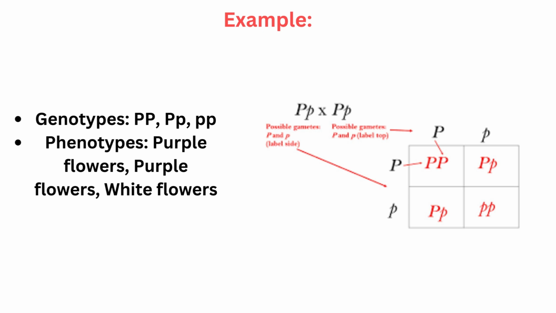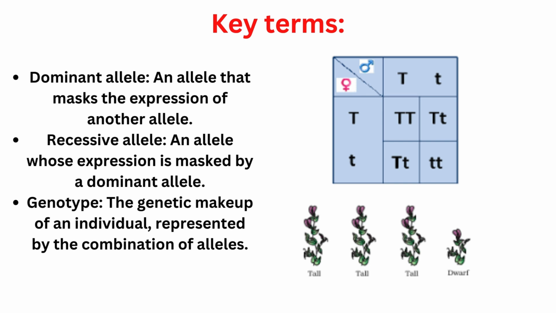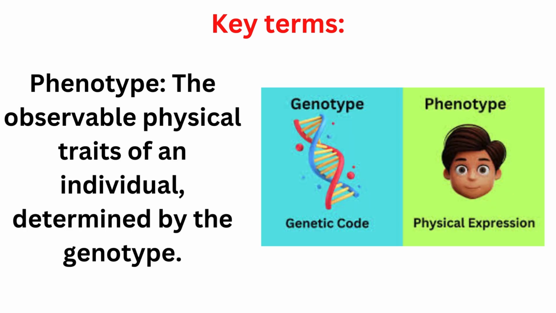white flowers. Key terms: dominant allele, an allele that masks the expression of another allele. Recessive allele, an allele whose expression is masked by a dominant allele. Genotype, the genetic makeup of an individual, represented by the combination of alleles. Phenotype, the observable physical traits of an individual, determined by the genotype.